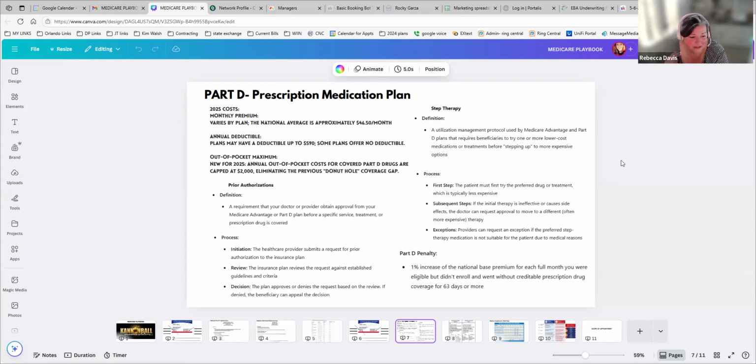Now, Part D also has a penalty. It is 1% of the national average for every month you went without coverage. And at day 63, you start to incur a penalty for Part D unless you have credible coverage somewhere else, like group health, or in this case, a VA. So where VA did not cover you for the penalty on Part B, VA coverage does cover you for the penalty on Part D, which I know can be very confusing, especially as a new agent.